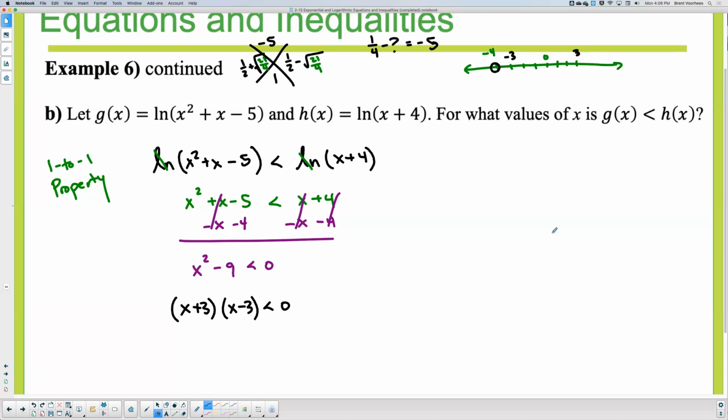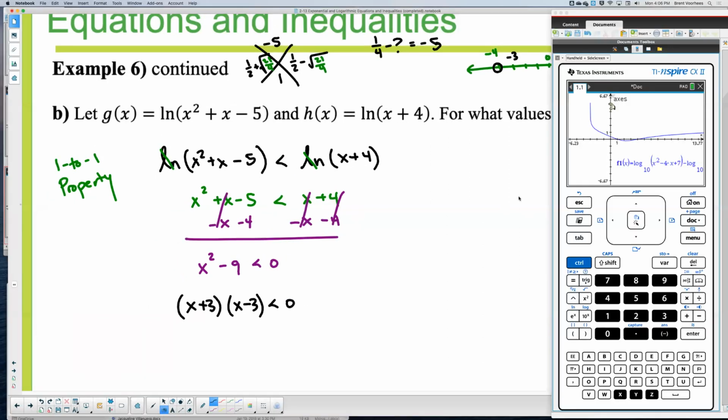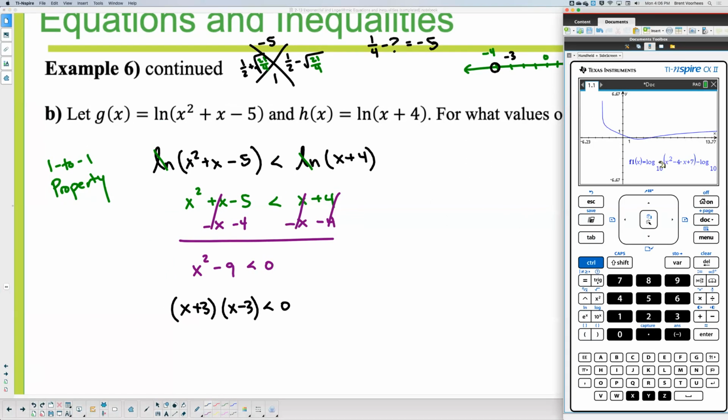So we got a lot to plug in this time. We could use the calculator. Let me actually use the calculator first, to make sure we don't make any mistakes here. So the first function we're going to look at is going to be the natural log of x squared plus x minus 5. And there's those two values I was telling you about from right there. And then our second equation is the natural log of x plus 4.